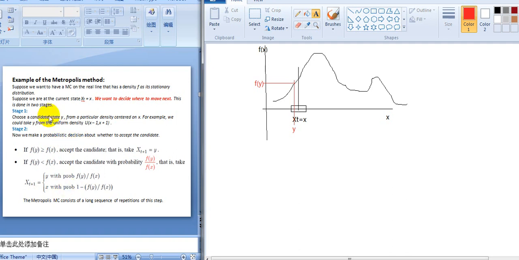If you run this Markov chain for a long time, we can prove later that this Markov chain has the stationary distribution equal to f. The Metropolis Markov chain consists of a long sequence of repetitions of stage 1 and stage 2. This is exactly how we can use Markov chains to sample from any arbitrary distribution f, not necessarily uniform.